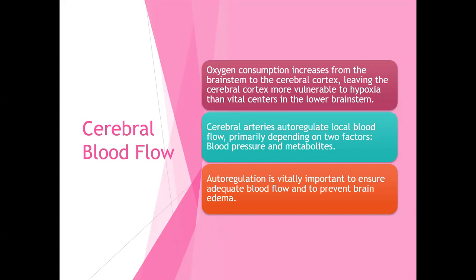Cerebral arteries auto-regulate the local blood flow depending on blood pressure and metabolites in your blood. So the auto-regulation is super important to make sure that you get adequate blood flow to the cerebrum without getting brain edema. So you need enough blood, but not too much. Just like everything, right? It's a Goldilocks thing. We don't want too much, or we have edema, or we don't want too little, or we have hypoxia. So it has to be just right. And the cerebral arteries are doing that regulation.